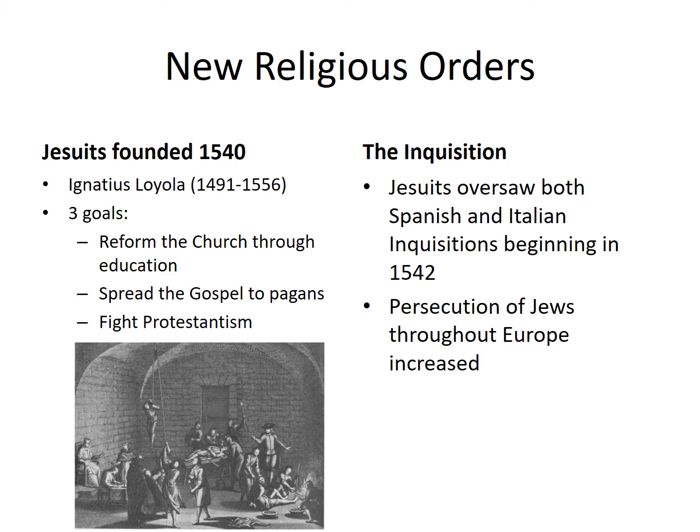The Inquisition was another thing that was initiated in the Catholic Counter-Reformation. Jesuits oversaw both the Spanish and the Italian Inquisitions beginning in 1542, where they persecuted Jews throughout Europe as well as Protestants and Muslims. Protestants were now added to the list of heretics that could be brought before the Inquisition, and torture, etc., could be done in order to force them to recant, oftentimes burning them at the stake, beating them to death.